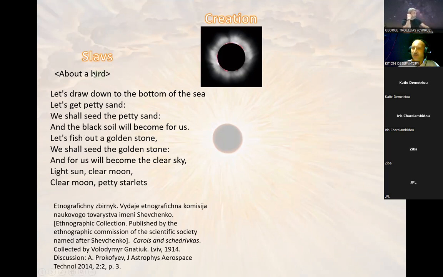Let's have a look. We speak about a bird which goes to the bottom of the sea, and it took black soil and golden stone, and all this in the sky, and the first mentioned creature is the sun. Does it resemble what I already discussed right now? So we see the creation of the world like a description of the total solar eclipse, stage by stage, exactly the same, even the same colors.